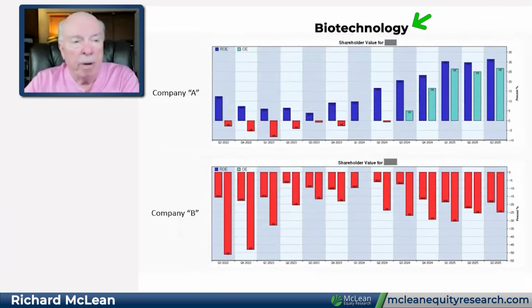Next, another bio industry, company A. It doesn't get any better than this. They have big return on equity, and their owner's earnings is outstanding. And I picked these out because these are both pretty close performing to the S&P. And company B, its core operations are like a zombie company.